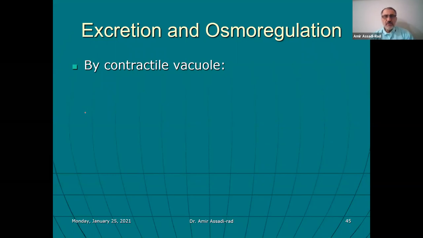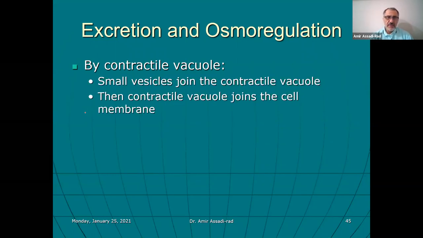Okay, excretion and osmoregulation. So let's talk about that a little bit. What happens by contractile vacuole? The contractile vacuole was the more primitive one. For the rest of the semester, whenever I say primitive, it means that the organism, the system, whatever you have, evolved first. And the opposite of primitive is advanced. Advanced is an organism that evolved later on, or the system, whatever it is.